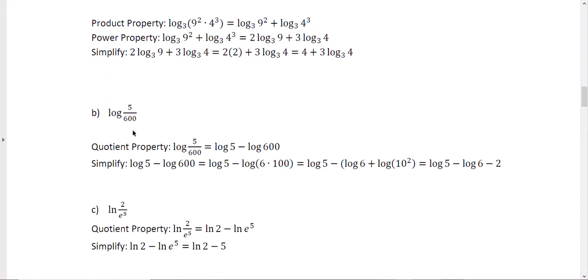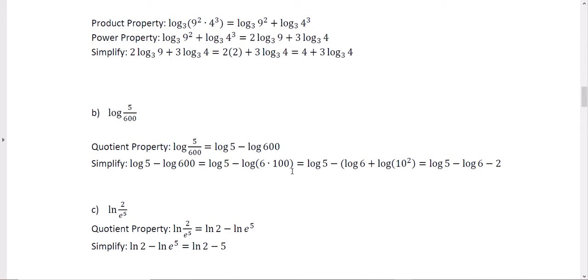Log of 5 over 600. And keep in mind, with a log, if no base is written, it's assumed to be base 10. We'll keep that for down the road here and simplify. So log of 5 over 600, since it's division, 5 divided by 600, this will become log of 5 minus log of 600. To simplify that, keep in mind that 600 is the same as 6 times 100. So log 5 minus log of 600 will be log of 5 minus log of 6 times 100.